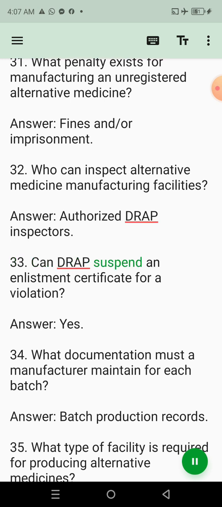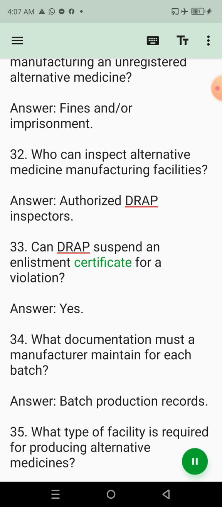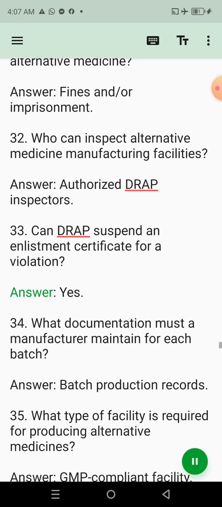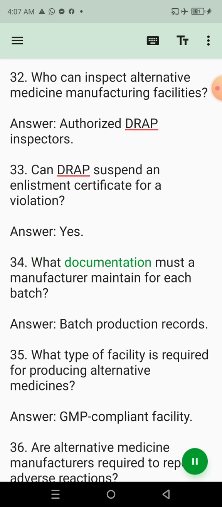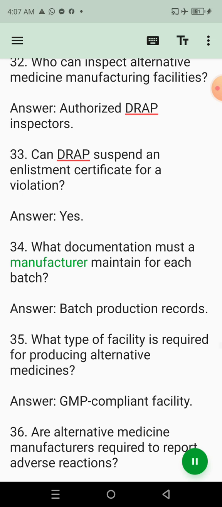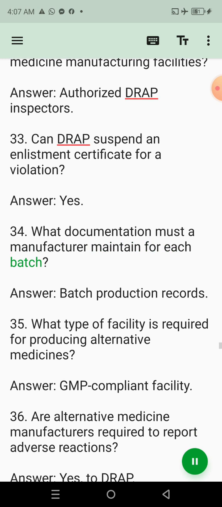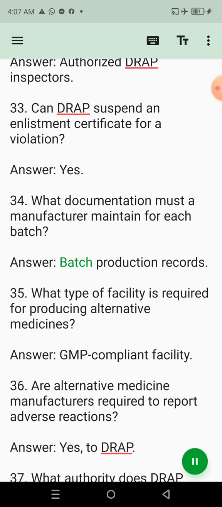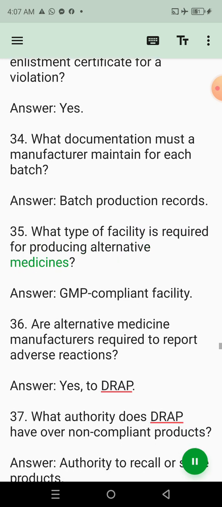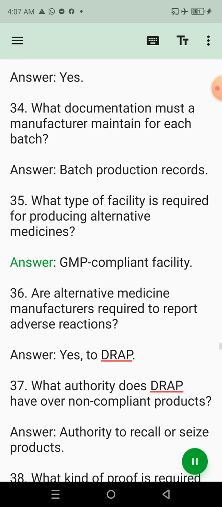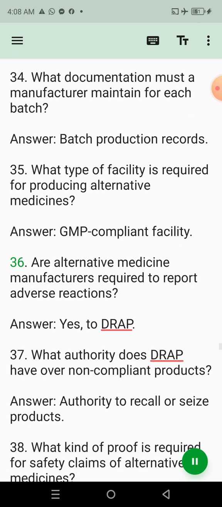33. Can DRAP suspend an enlistment certificate for a violation? Answer: Yes. 34. What documentation must a manufacturer maintain for each batch? Answer: Batch production records. 35. What type of facility is required for producing alternative medicines? Answer: GMP compliant facility.